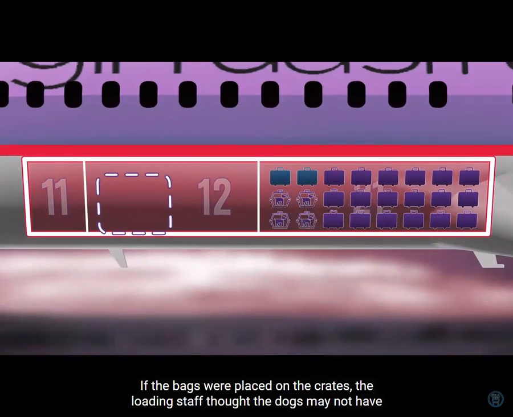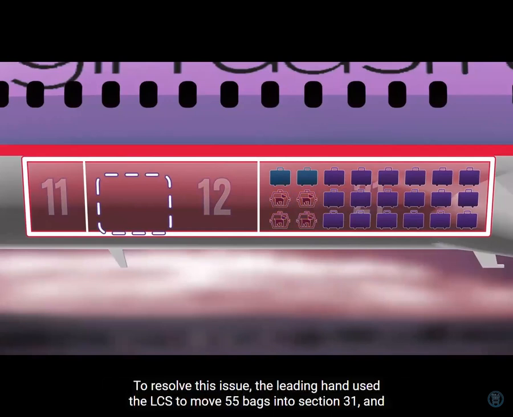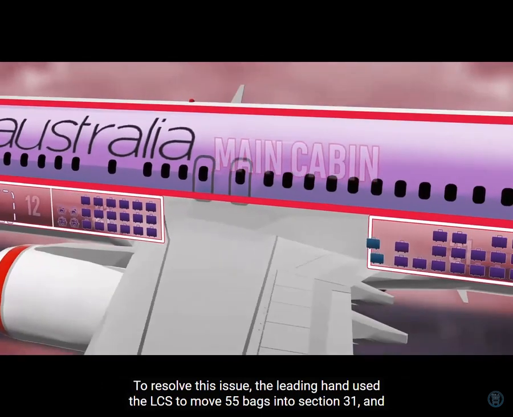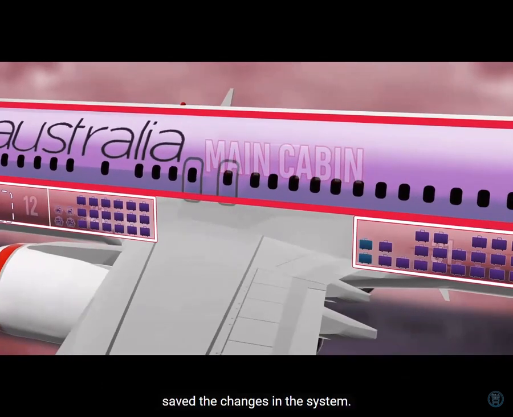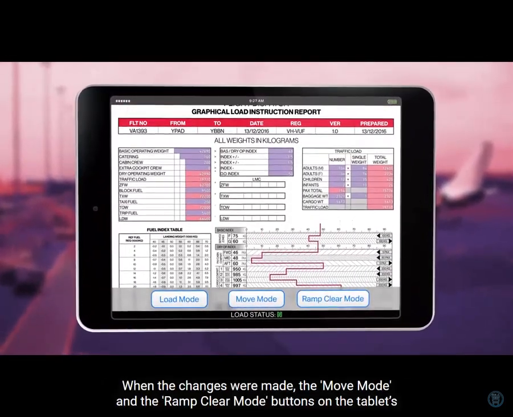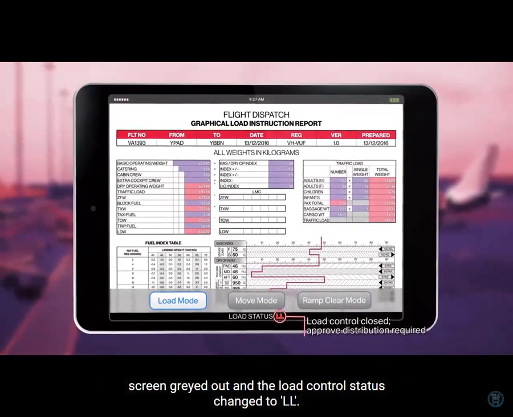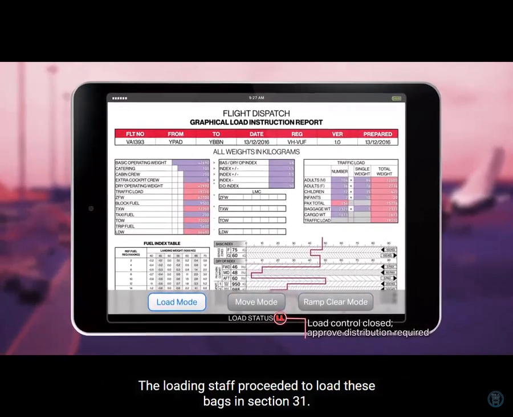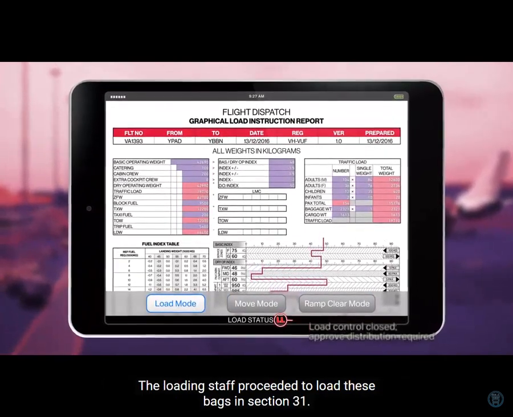If the bags were placed on the crates, the loading staff thought the dogs may not have had enough oxygen to breathe. To resolve this issue, the leading hand used the LCS to move 55 bags into Section 31 and save the changes in the system. When the changes were made, the Move Mode and Ramp Clear Mode buttons on the tablet screen grayed out and the load control status changed to LL. The loading staff proceeded to load these bags in Section 31.